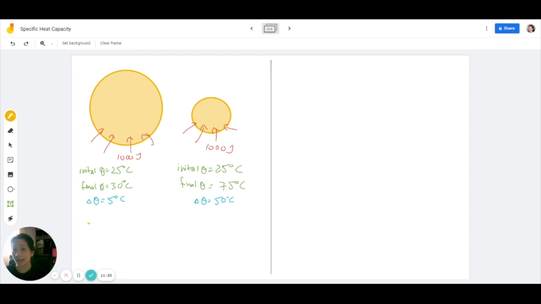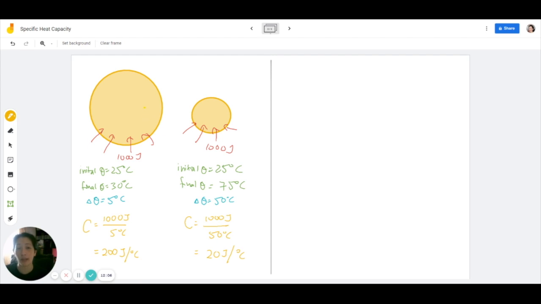So if we were to calculate the heat capacity for these individual objects, it would be, in this case for the larger one, 1,000 joules over 5 degrees Celsius, which gives us 200 joules per degree Celsius, whereas for the smaller object, it would be 1,000 joules divided by 50 degrees Celsius, which gives us 20 joules per degree Celsius. So as you can see, based on these numbers, the smaller the number, the less heat needed to change its temperature. That means you need to imagine it this way, what the numbers mean.